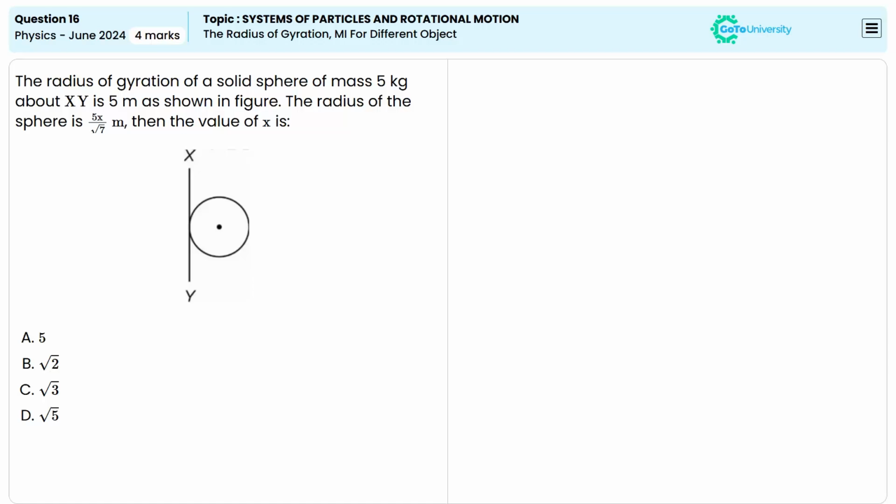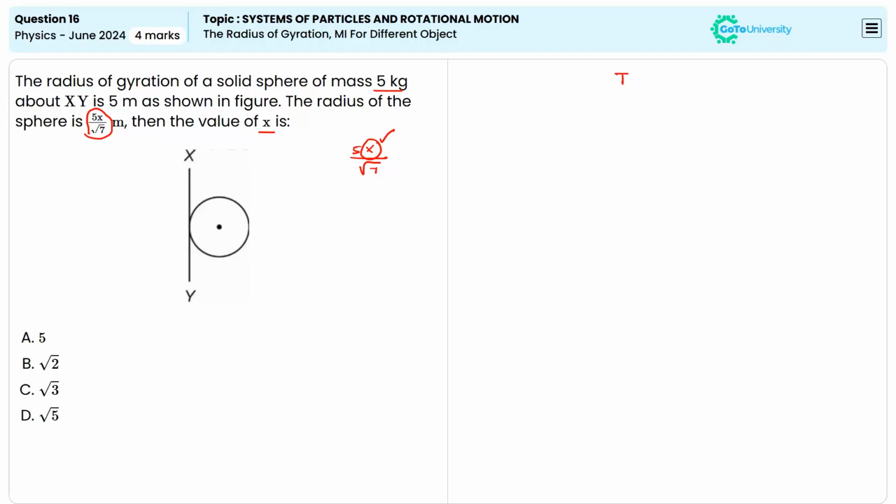What is the value of x in the radius given in the question? The value of the radius is given as 5x divided by root 7. We are going to calculate only this x value. The radius of gyration and the mass of the sphere are given in the question, so we can use the parallel axis theorem to calculate the answer.